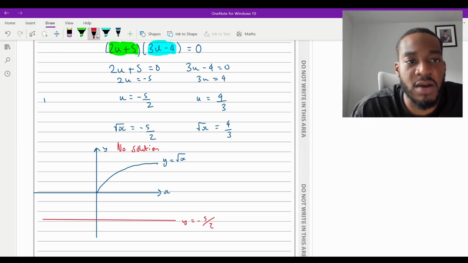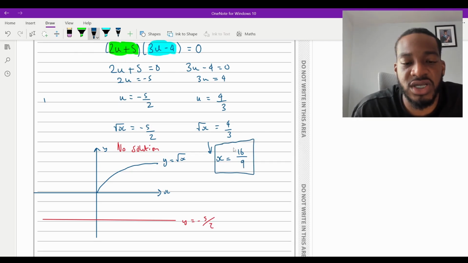So the only answer is going to come from the second solution. Root x is equal to 4/3. So we square this now. That's going to be x is equal to, squaring that will be 16 over 9. So the only answer for this one is x is equal to 16 over 9.